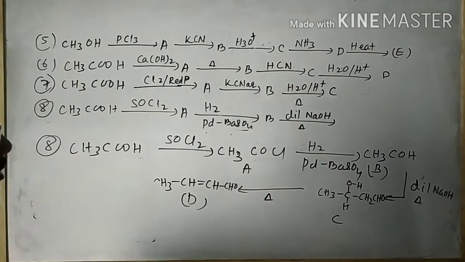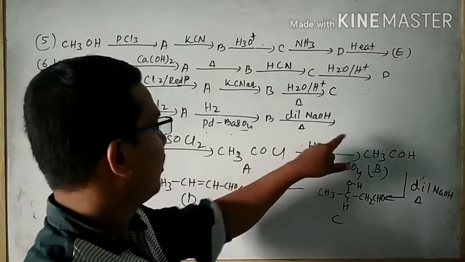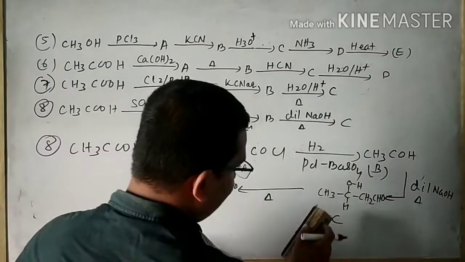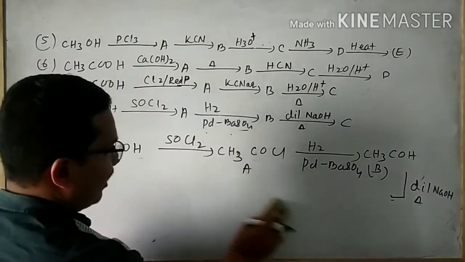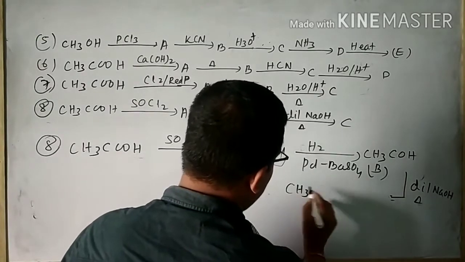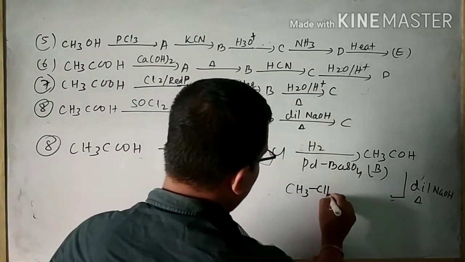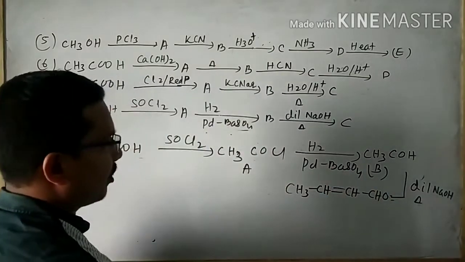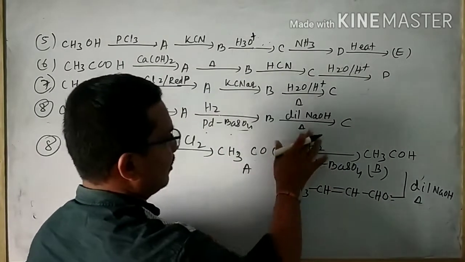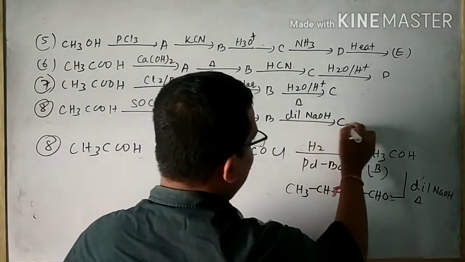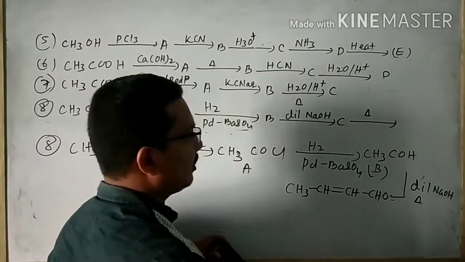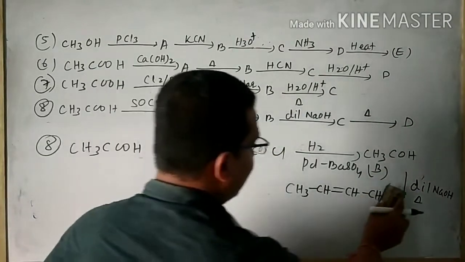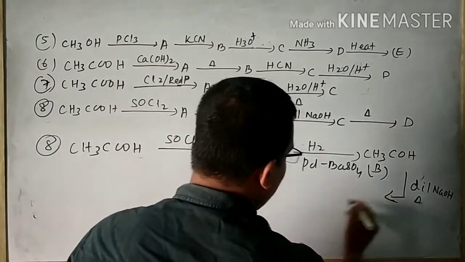Look at that. Here B will not be given. Here C is given. So we can remove this product and write only this: CH3-CH=CH-CHO. Suppose a question asks, this is your C and it is subjected to heating and D will be formed. Then we can write the equation like this.